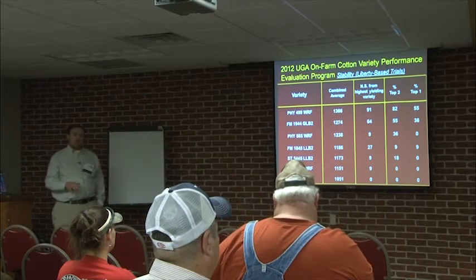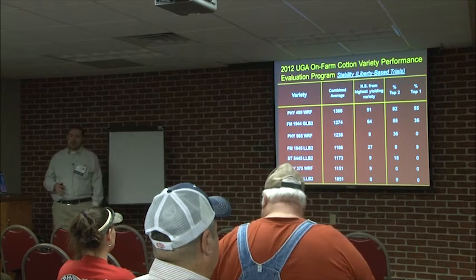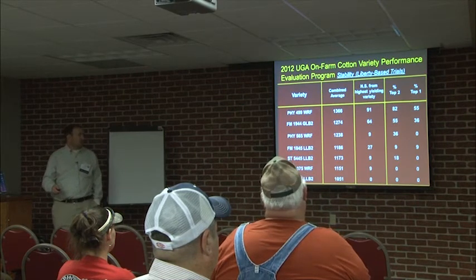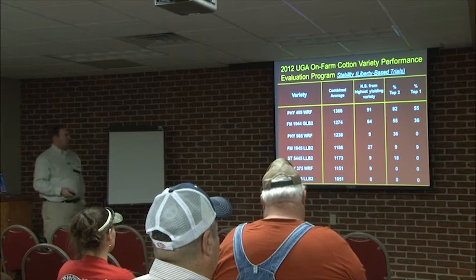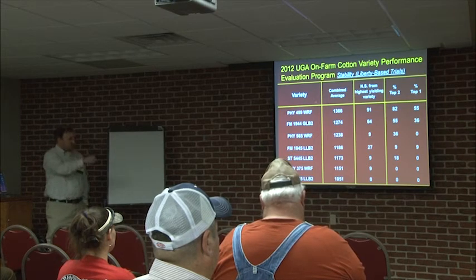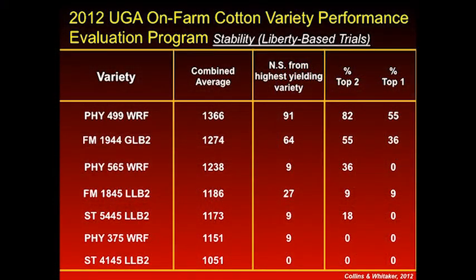All right, looking at our Liberty-based trials, we have fewer varieties here. I'm only going to highlight the top 2 when we display it in our normal format. But Phytogen 499, over 90% of the time, statistically the same as the top yielder. Over 80% of the time in the top 2, and was the number 1 variety 55% of the time. Fibermax 1944, which is a Glytol Liberty Link variety, fairly new. 55% of the time in the top 2, and it won about 1/3 of our trials there.